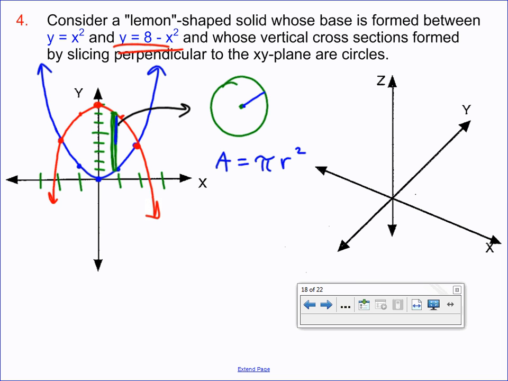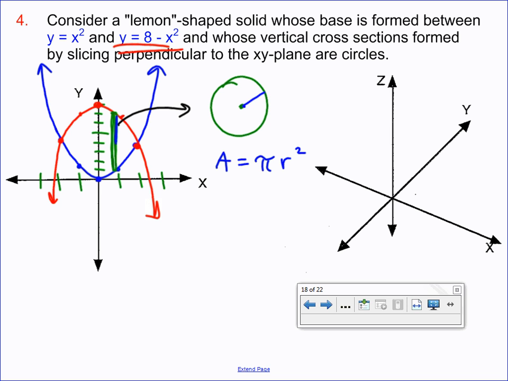Which makes this trickier. Or does it? What's the entire diameter then? Well, good thing we just did our area, right? That would be top curve minus bottom curve would be the diameter. So the radius would be half of top curve minus bottom curve. That is half of red minus blue. So let's go ahead and do that.